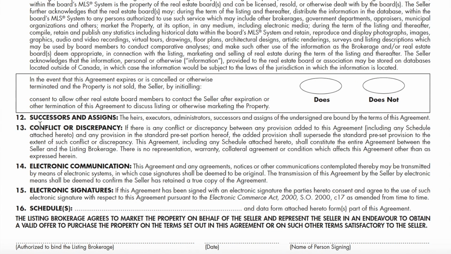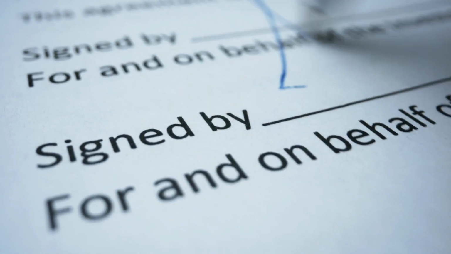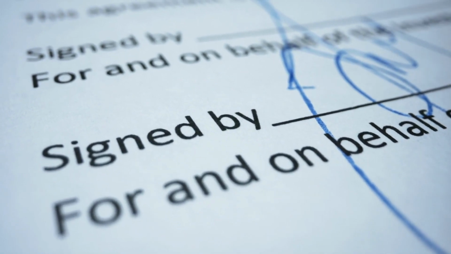Number 12, successors and assigns. This states that heirs, estate trustees, or any other party legally acting on behalf of the seller must also abide by the terms of this agreement. If something terrible were to happen to the sellers after this property has been listed for sale, the successors and assigns would take over this agreement and continue on. Of course, this is very rare, and a major conversation would take place between us, the brokerage, the successors, and find out what's best for the family moving forward.